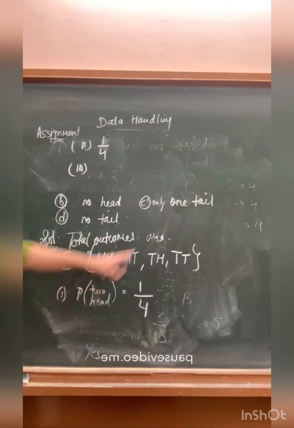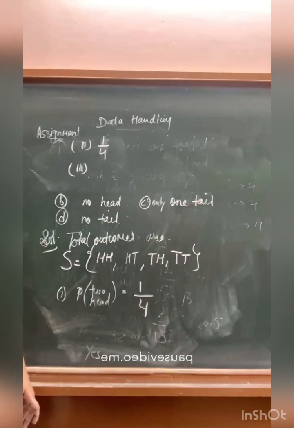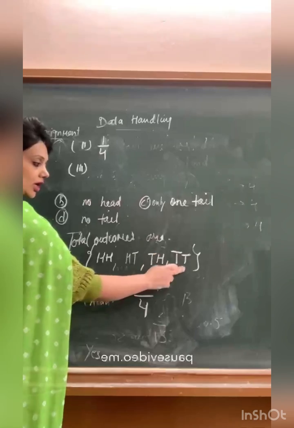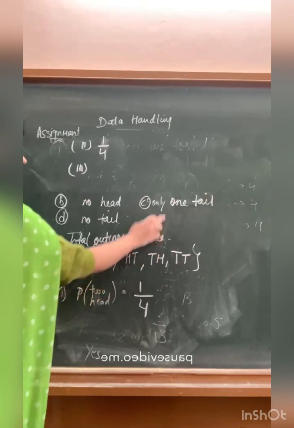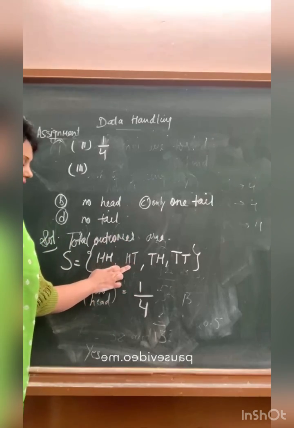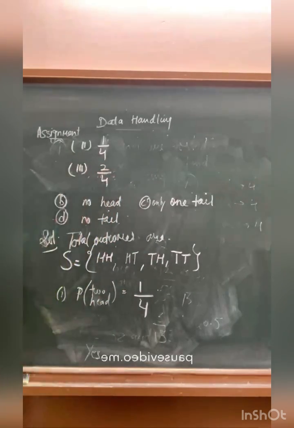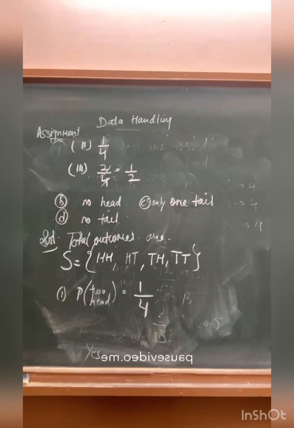Right? Now students, see the third part. Only 1 tail. What is the possibility that we get only 1 tail? Here there is no tail. Here we are getting 2 tails, tails on both the coins. So what are the possibilities that we get only 1 tail? Here is one tail, here is also one tail. So the probability is 2 by 4. That is 1 by 2.